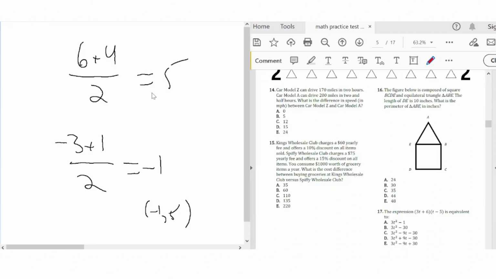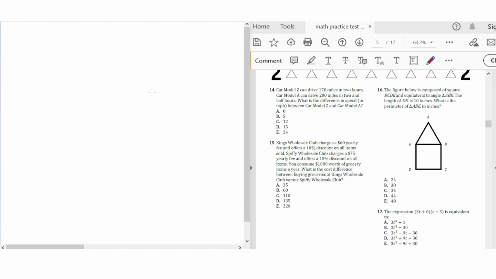Moving on to 14. Car Model Z can drive 170 miles in 2 hours. Car Model A can drive 200 miles in 2.5 hours. What is the difference in speed in miles per hour between Car Model Z and Car Model A? Now, the secret to this problem is looking at that unit, miles per hour. That per right there means divide, so we can figure out the speed by dividing the number of miles by the time it took in hours. So for Z, we can figure out the speed by dividing 170 by 2.